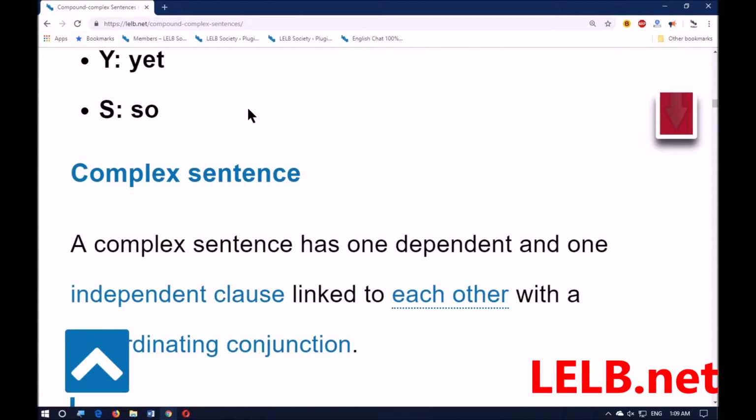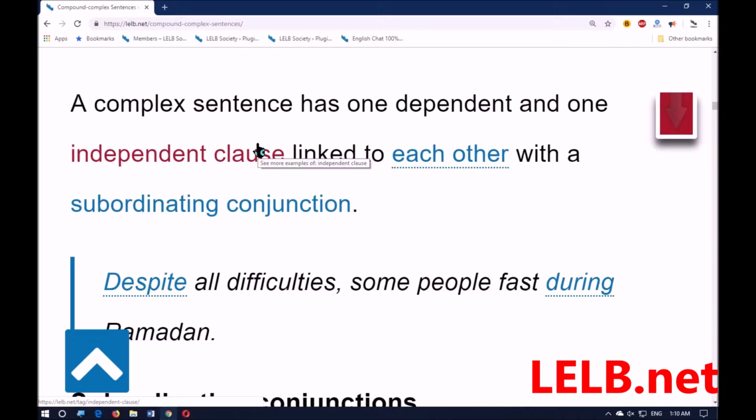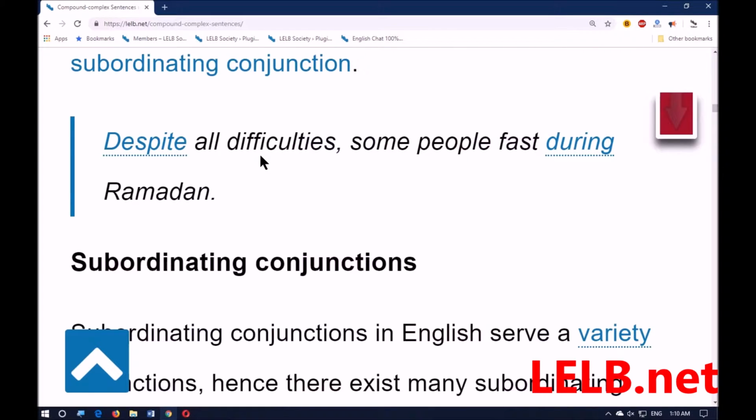Now we come to a complex sentence. A complex sentence has one dependent and one independent clause linked to each other with a subordinating conjunction. So, in a complex sentence, one independent clause is joined to a dependent clause with the help of a subordinating conjunction, and we have so many subordinating conjunctions with various purposes and functions, so I could not make a list of all of them here, but there are many of them that are really popular and frequently used.